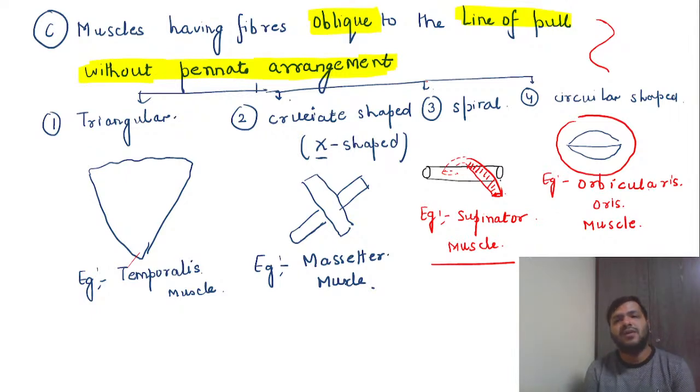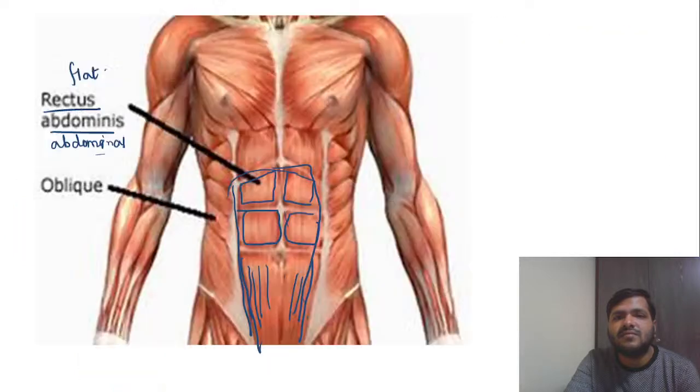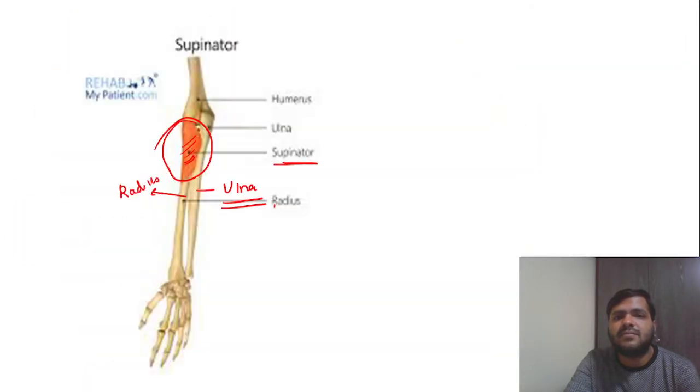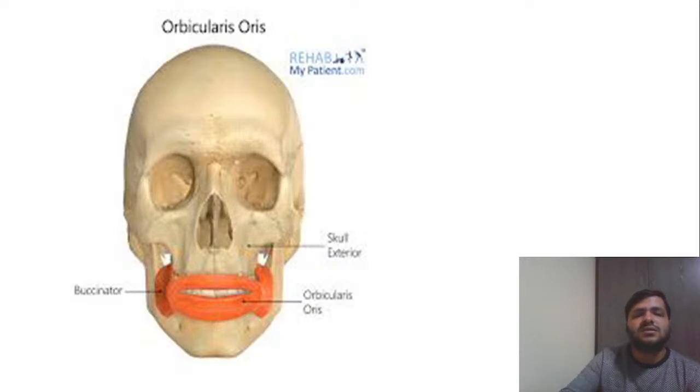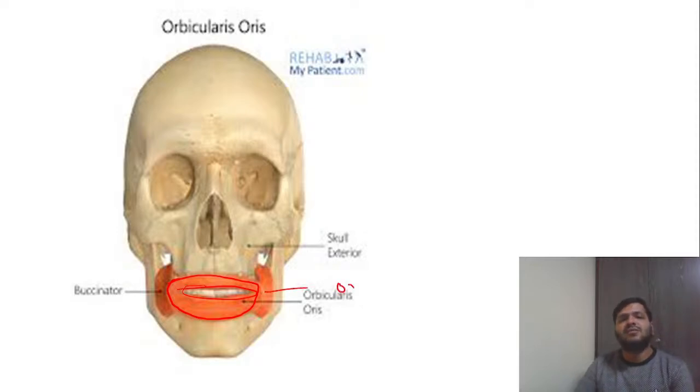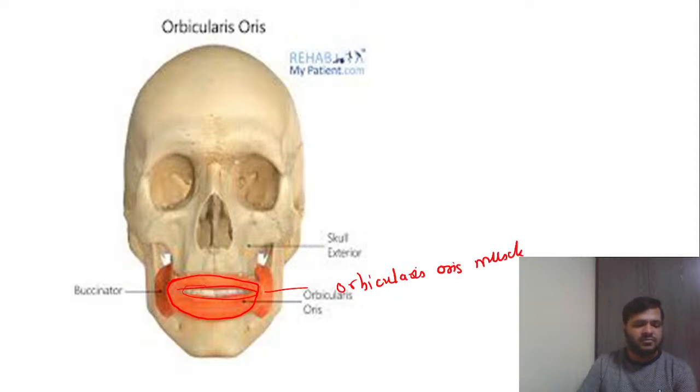Okay, this is the orbicularis oris muscle. Now this is actually surrounding the lips. So this example you can just see with the help of this particular picture that I'm trying to show you. You can see this muscle is in the form of a circular shape, and this muscle is basically arranged around the lips. That is why it is named as orbicularis oris muscle.